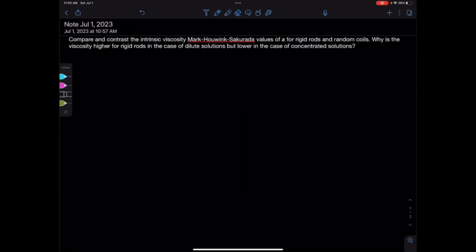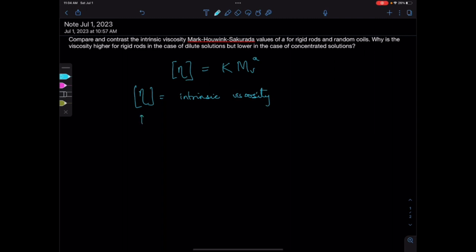Compare and contrast the intrinsic viscosity Mark-Houwink Sakurada value A for rigid rods and random coils. Why is the viscosity higher for rigid rods in the case of dilute solutions but lower in the case of concentrated solutions? So let's start by writing the Mark-Houwink Sakurada equation, which is eta equals K Mv to the power A, where eta is the intrinsic viscosity, Mv is the viscosity average molecular weight of the polymer, and K and A are the Mark-Houwink Sakurada constants.